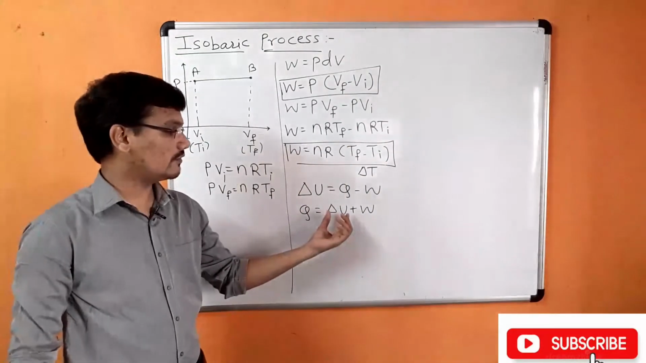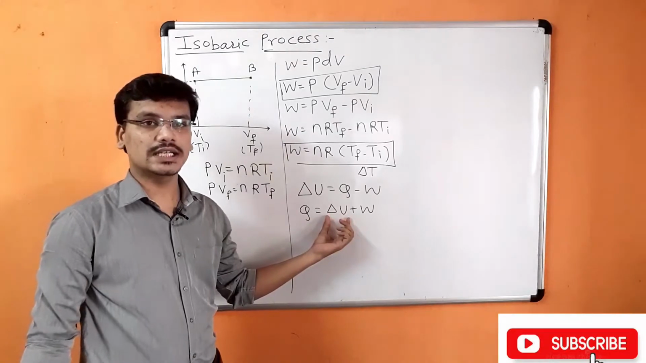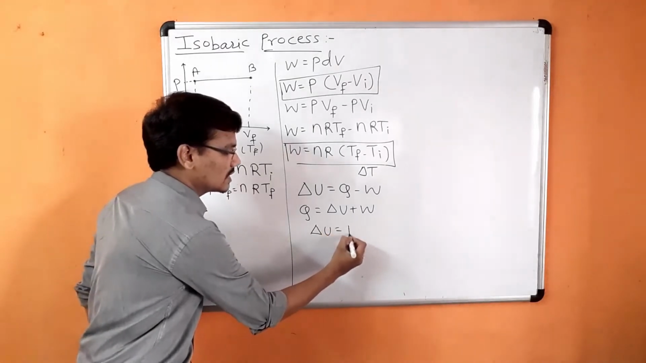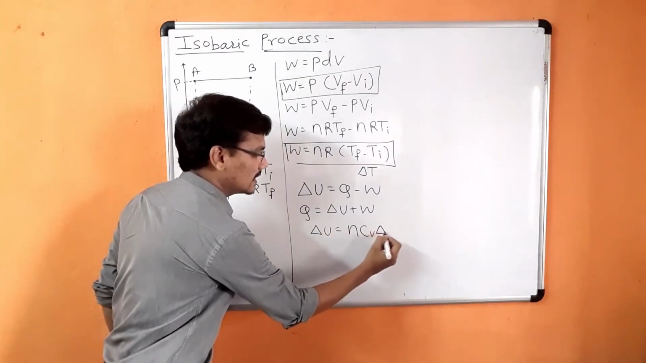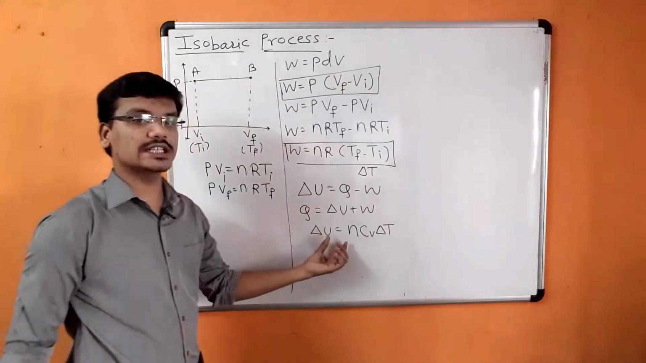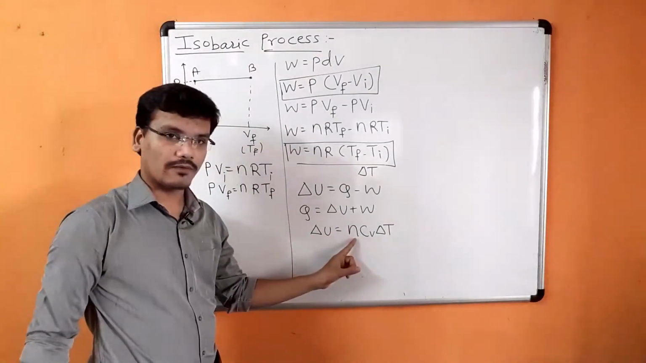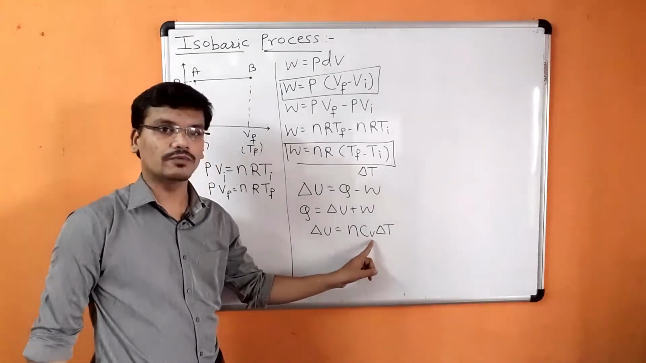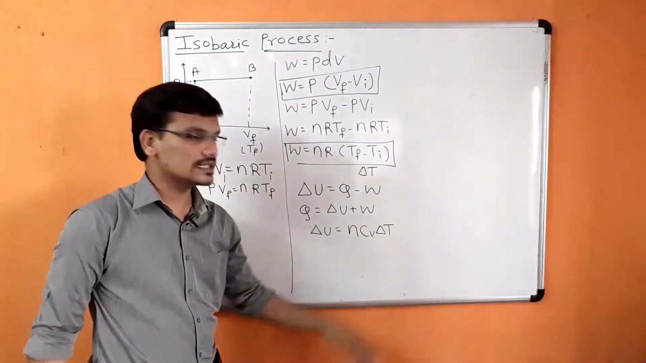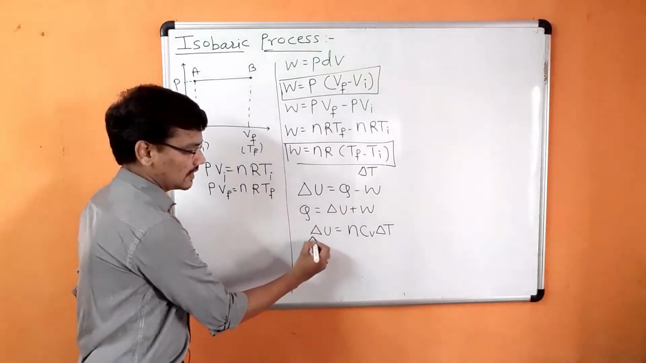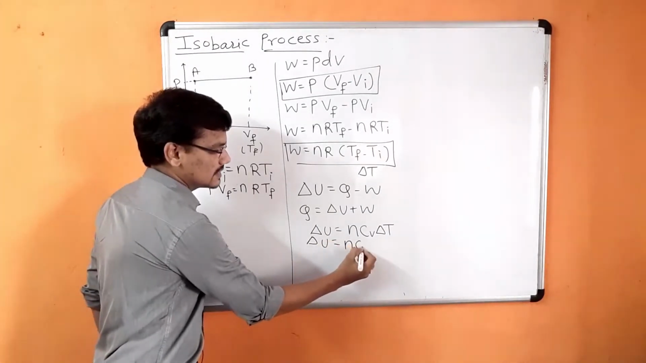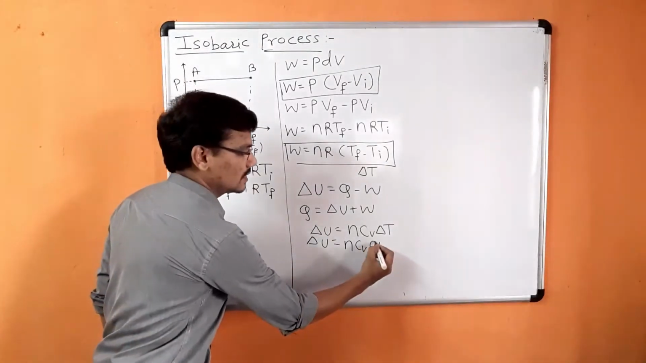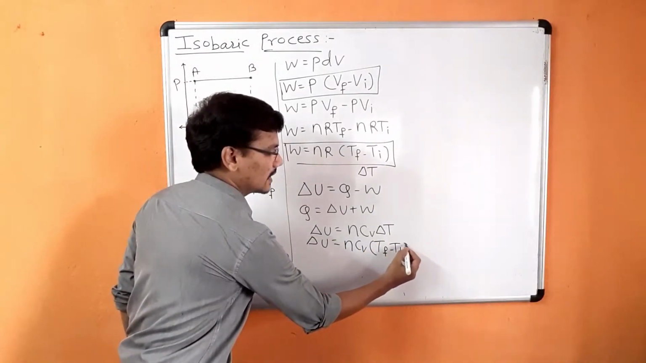Now we have to find the value of delta U, the change in internal energy. The change in internal energy is given by n Cv delta T. This is the formula for change in internal energy. Here n is the number of moles, Cv is the specific heat at constant volume, V stands for volume, and delta T is the change in temperature. Therefore, delta U equals n Cv (Tf minus Ti).